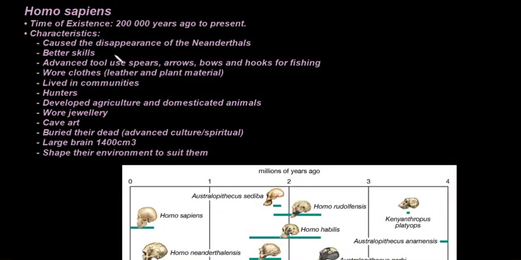And then Homo sapiens, the time of existence here was 200,000 years ago to present. Characteristics here: they caused the disappearance of the Neanderthals. They had better skills, advanced tool use. They used spears, arrows, bows, and hooks for fishing. They wore clothes, lived in communities, were hunters, developed agriculture and domesticated animals. They wore jewelry, had cave art, buried their dead, had larger brains, and they were able to shape the environment to suit them.